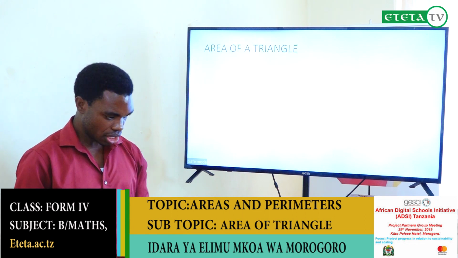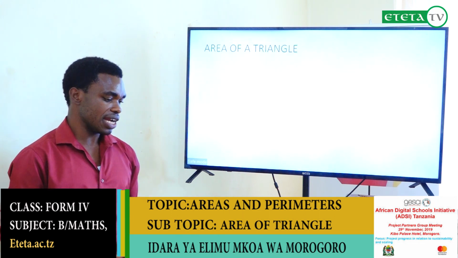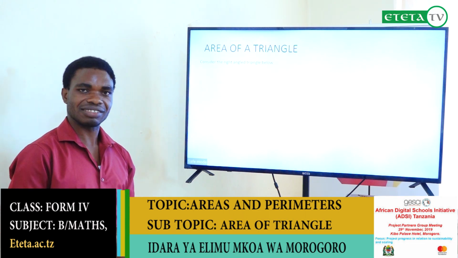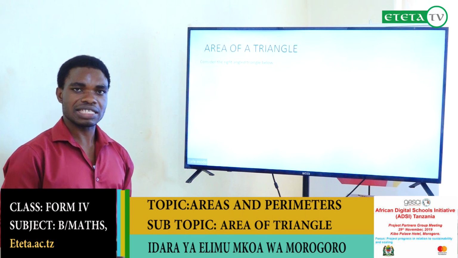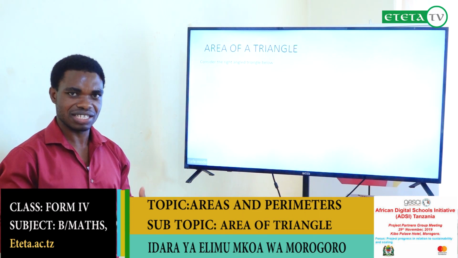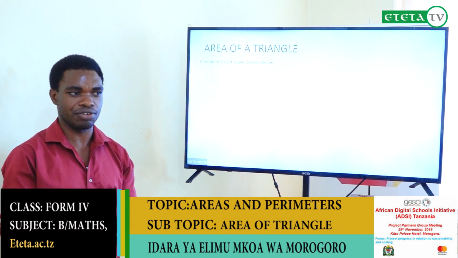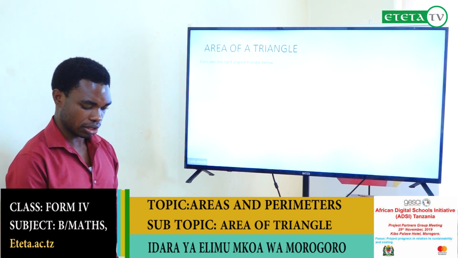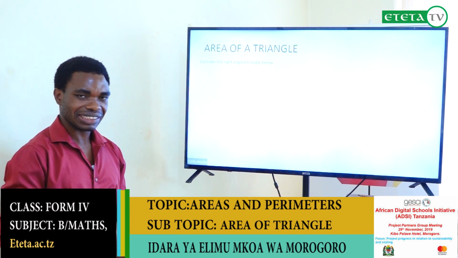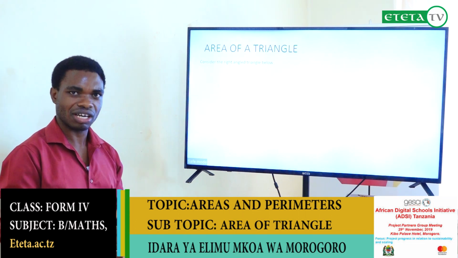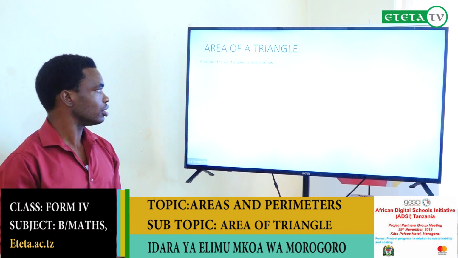As I said, we start with the area of the triangle. We know that the area of the triangle is given as half base times height. This is the formula that I hope you learned at an earlier level. But what is the base, and what is the height of the triangle?